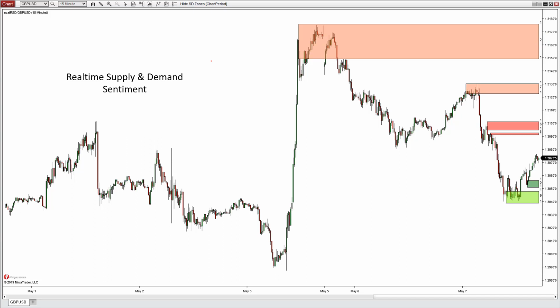Sentiment. So if you're coming into a market and you see a lot of red zones here, or supply zones, that's indicating a pretty bearish market. Same thing for a bullish market. You see a lot of green zones, that's a pretty bullish market. You see a mix between red and green, it's a range type of market, and you need to adjust your trading tactics accordingly. So it can tell sentiment right off the bat just by visually looking at the chart.